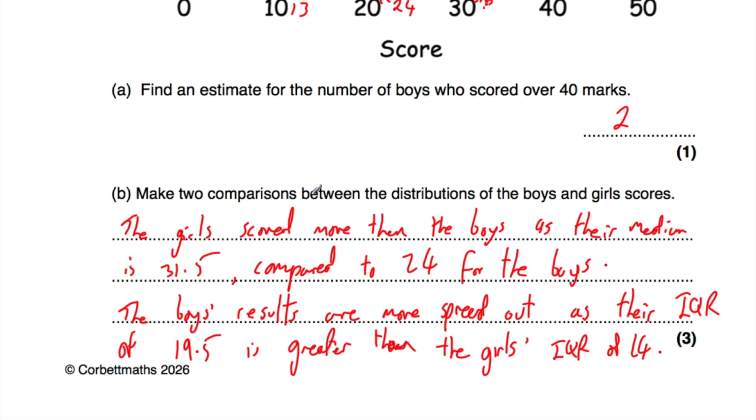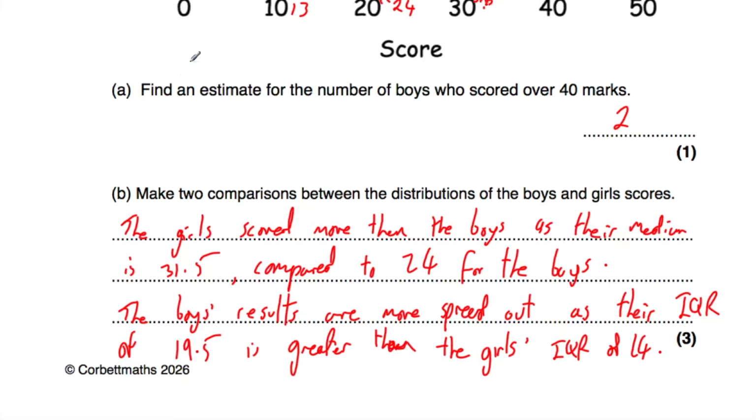So we're asked to make 2 comparisons of the distributions of the boys' scores and the girls' scores. Well, the girls scored more than the boys on average, as their median was 31.5 compared to 24 for the boys. So the girls scored more on average than the boys, so they've done better. In terms of the boys' results, they're more spread out as their interquartile range of 19.5 is greater than the girls' interquartile range of 14. So the boys' results are more spread out than the girls'.